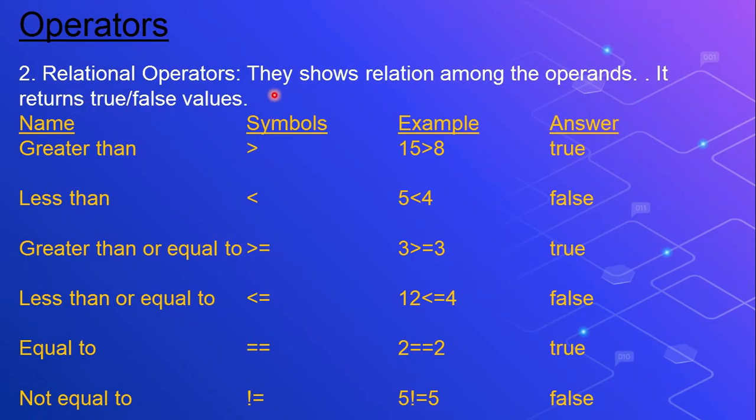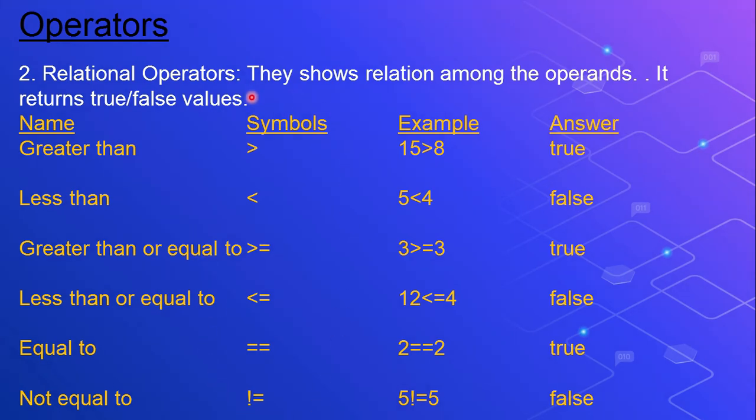Relational operators show the relation among the operands. It returns a true or false value. See, I have written true and false in lowercase letters only. This is case sensitive, and you know that Java is a case sensitive language. So don't forget to write exactly what I have mentioned here, otherwise your programs won't run.